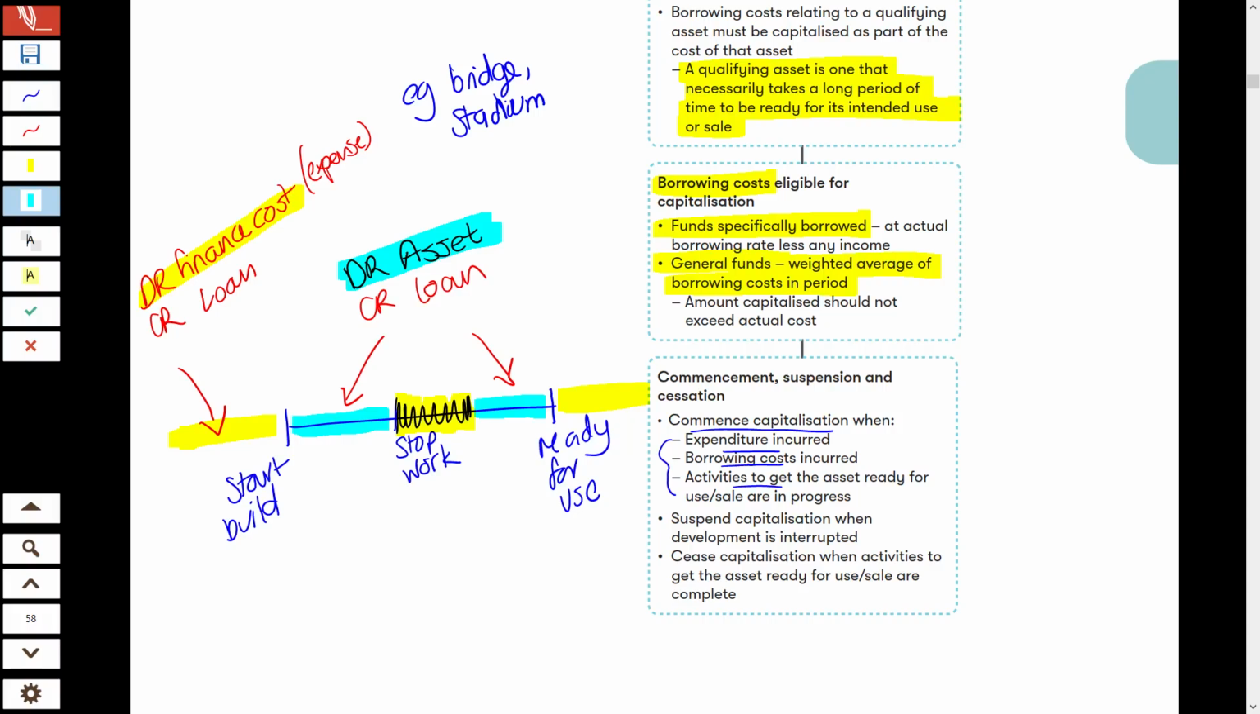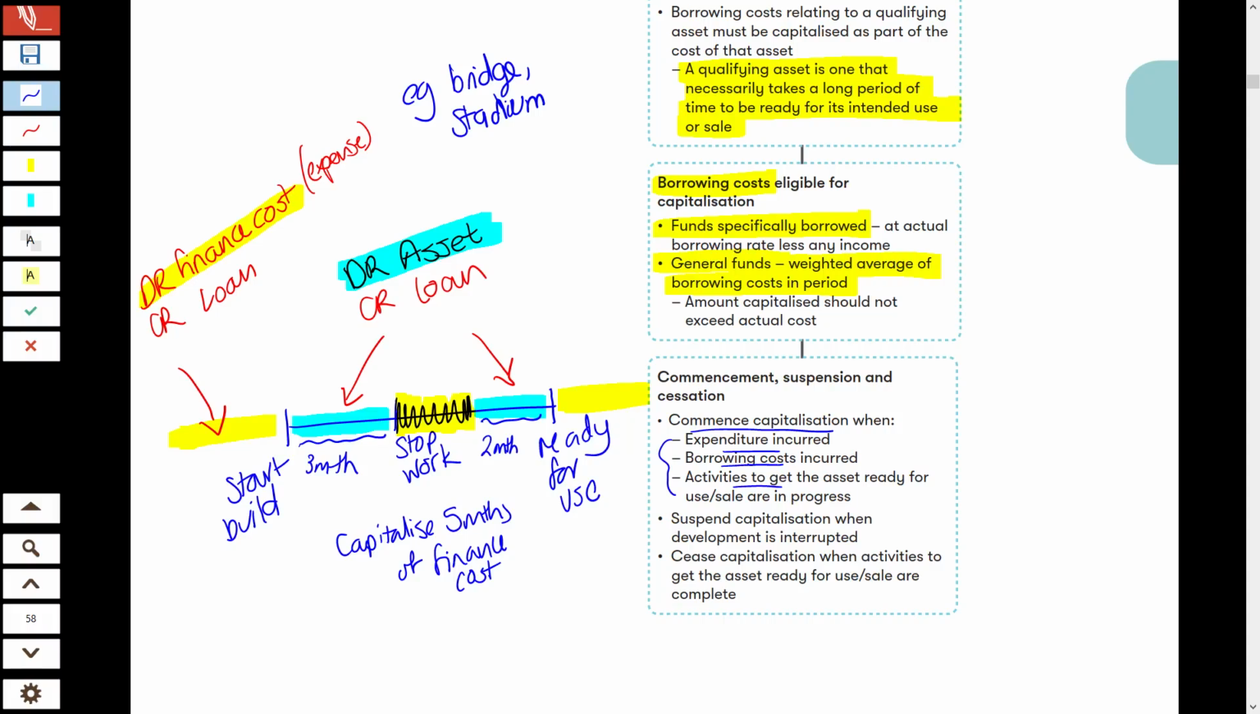So lots of little bits in there that you just need to be mindful of, but overall, if you do see something in the exam, they will mention that it is something big like a bridge or a stadium, that they've taken out a loan. You have to capitalise the finance costs, but make sure that you're only capitalising it for the number of months here. So say that was 3 months, say that was 2 months, then how much are you going to capitalise? You would capitalise 5 months' worth of borrowing costs or finance costs, and the rest just goes to finance costs expense as normal.